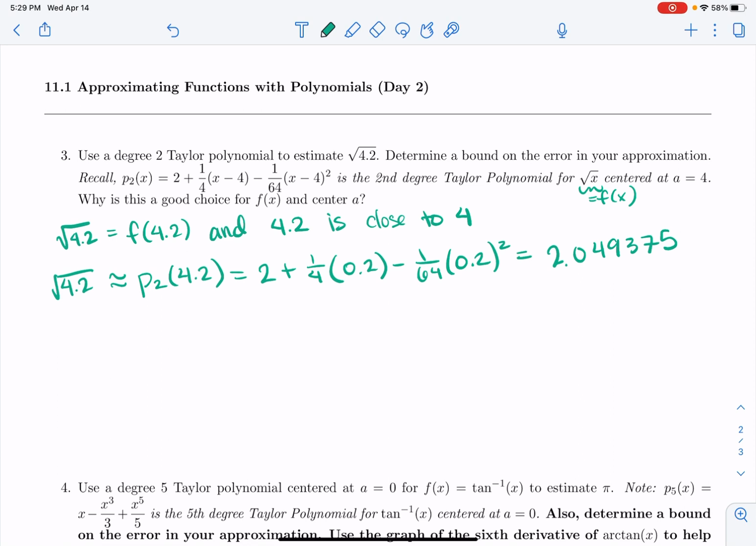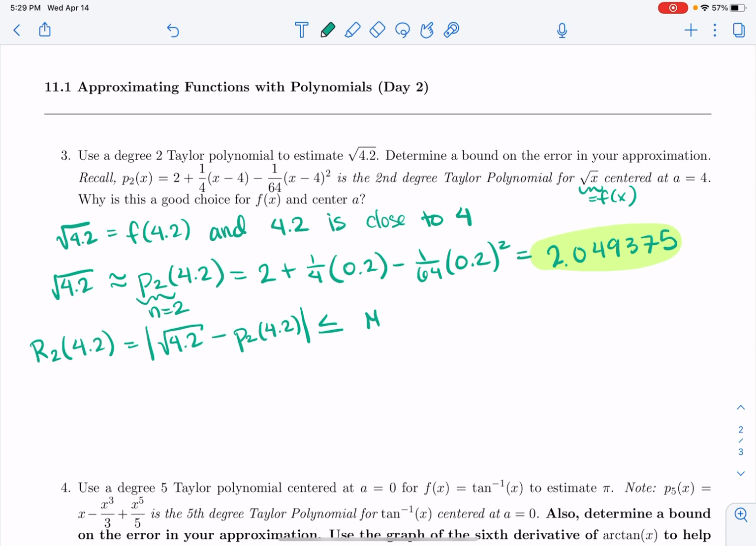Cool. Okay, so that's my approximation. Now we figure out what the error bound is. We have a second degree, so n equals 2, which means we're looking at the second remainder evaluated at 4.2, which is equal to the difference between the square root of 4.2 minus p2 of 4.2. And we are guaranteed by the theorem that that is less than or equal to M over 3 factorial times the quantity 4.2 minus 4 cubed.